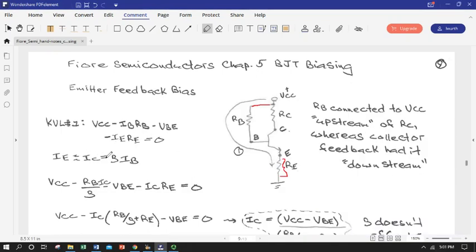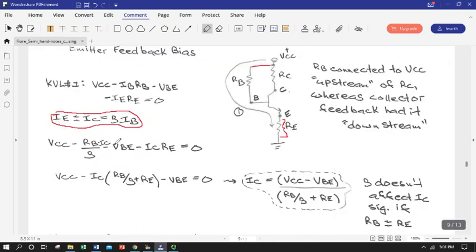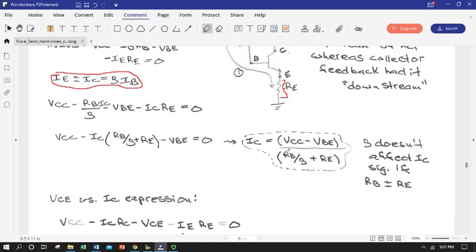We can relate our base current and our emitter current to our collector current with our typical relationships for BJTs, for large betas. And so now we can substitute in and have one equation and one unknown and solve for our collector current in terms of our collector supply, base emitter voltage drop, again, a property of the transistor, and base and emitter resistors. So this looks pretty similar to what we had before. Same dependence of collector current on beta and the rest of the circuit.